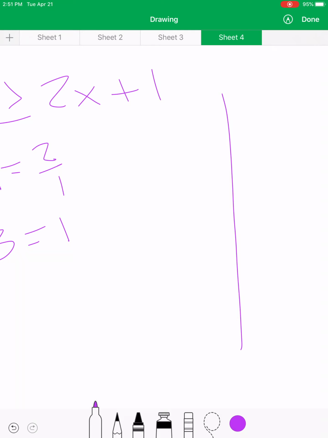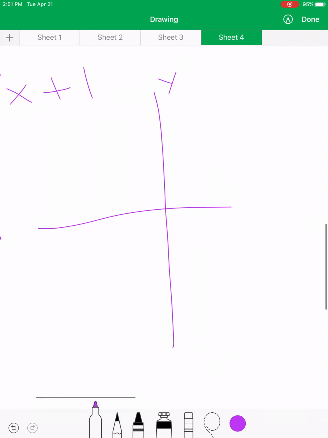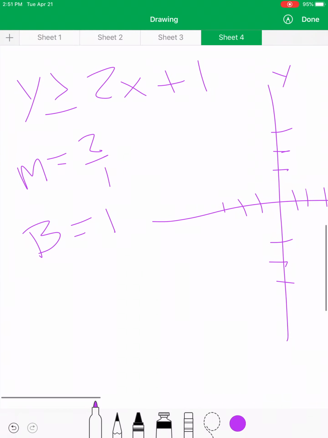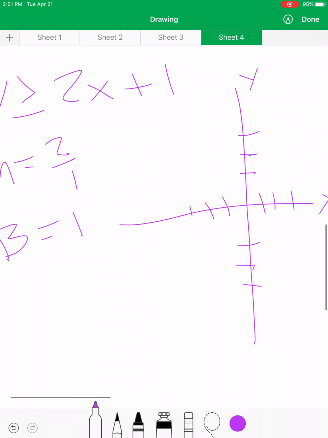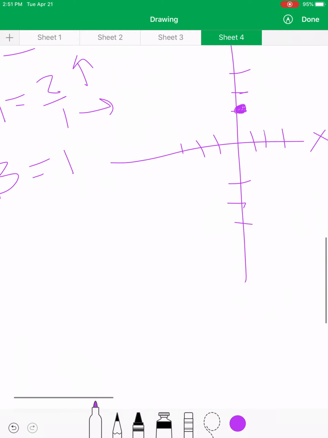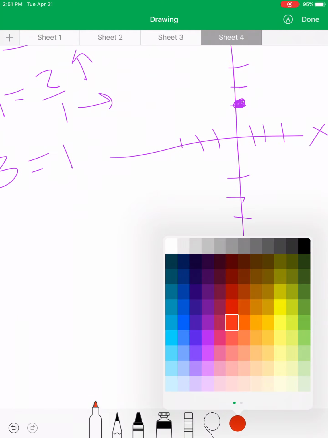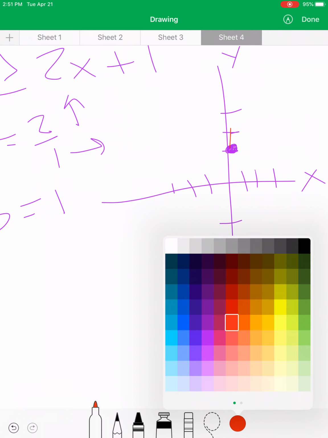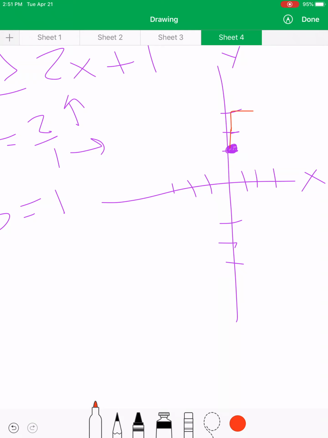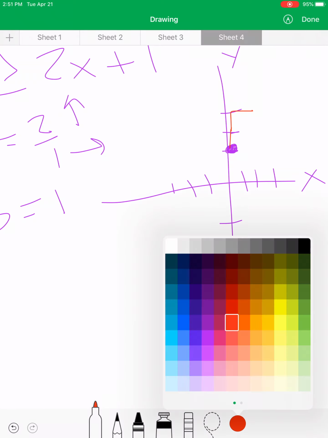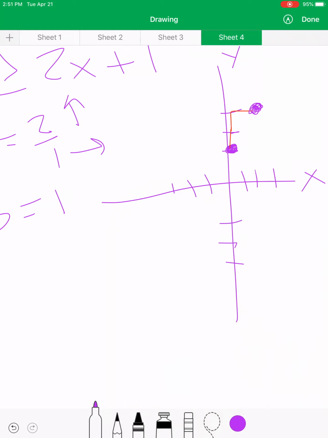Let me draw a little graph here. Y-axis, x-axis. Let's just do like 3 here. 1, 2, 3 here. 1, 2, 3 here. All right. B, it's 1, so I go up 1 on the y-axis. There's my starting point. My next point is going to be up 2 over 1. So let's change the ink. We're going to go up 2, over 1. And my next point should be right there. Up 2 over 1.